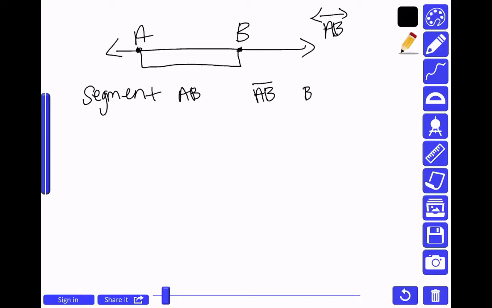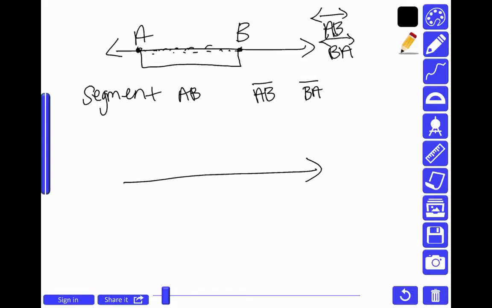We could also call this segment BA. Why? Well, because all the points between A and B is the same as the points between B and A, right? It goes the same this way as it does this way. So we can reverse those letters and it doesn't matter. It goes the same with the line, so this is also line BA. So line AB and line BA are the same line, just as segment AB and segment BA are the same segment.